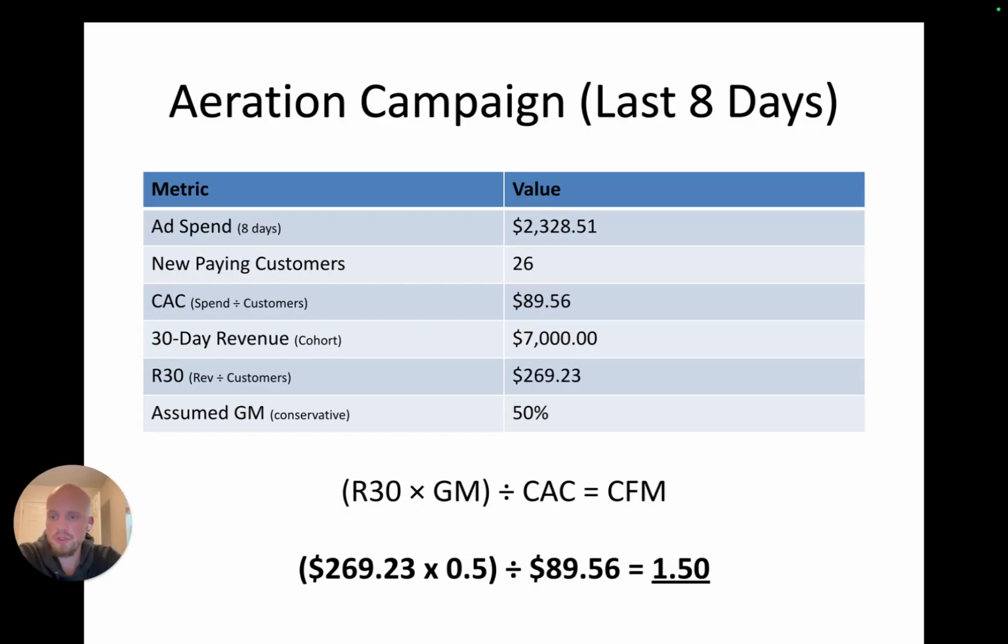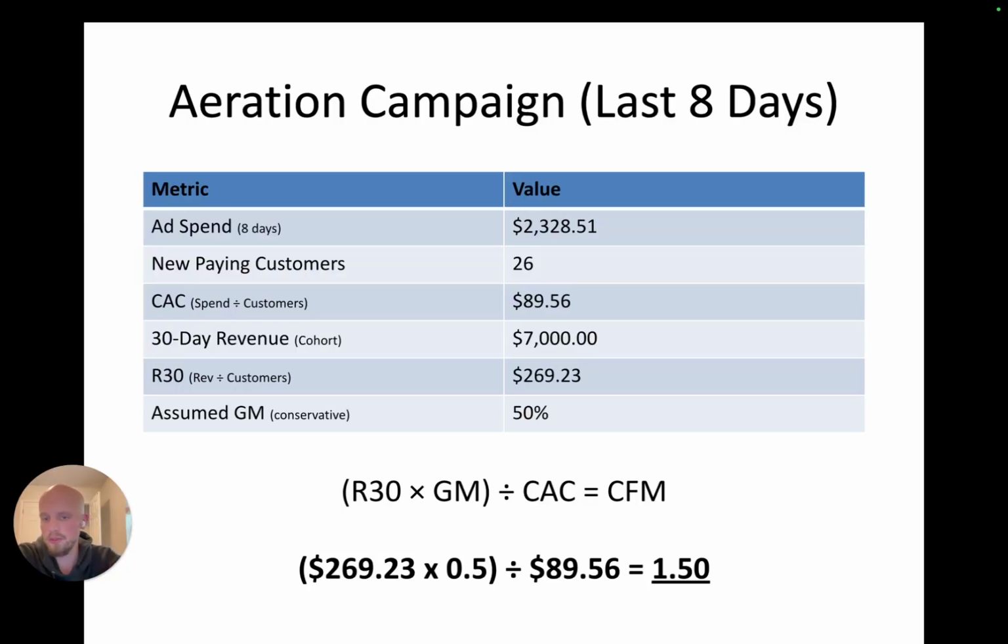And then our assumed gross margin, because this is aeration, includes our labor plus our materials and some other things. The reason it says conservative there is typically our aeration margin is around 40%, so that would put our gross margin at 60. However, I ran a $100 off aeration special to get more leads, and that plays into the gross margin. Nonetheless, just know 50% on this service specifically.